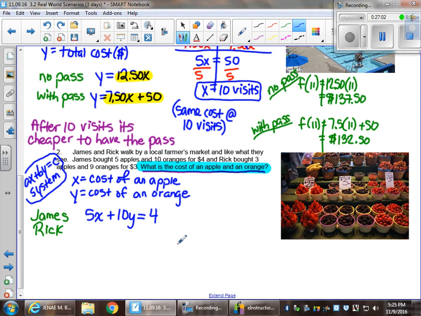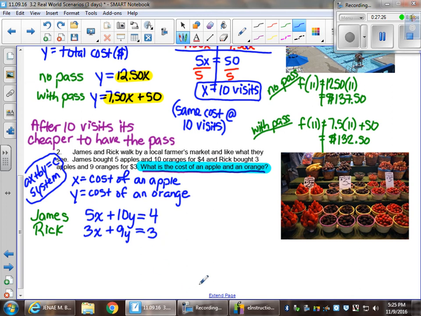Well, what do we know about Rick? It says Rick bought 3 apples, so 3 apples times whatever they cost, not sure about that yet, plus how many oranges? 9. 9 oranges times whatever those cost, also don't know that yet, equals he spent a total of $3. I now have a system that I can solve.